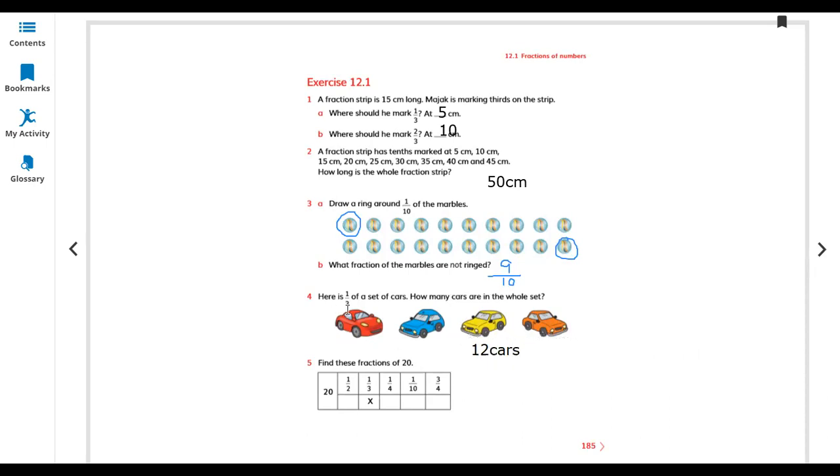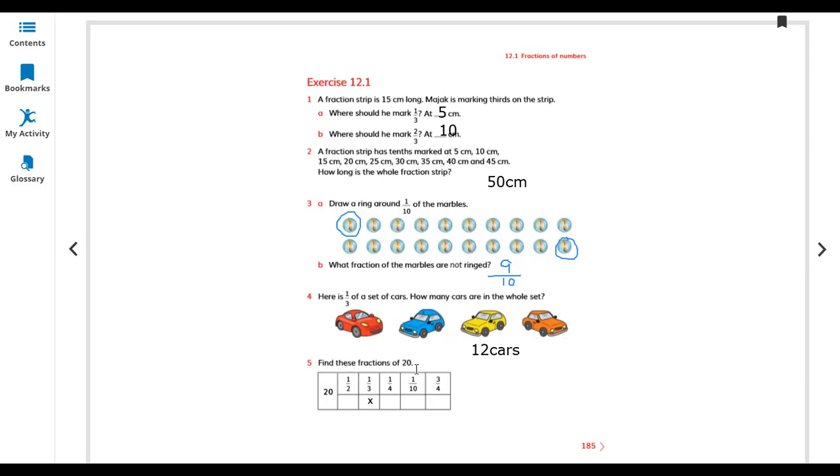Again, I'm repeating, here is 1 by 3 of a set of cars. So how many cars in total? So there are 4 cars, it's shown down. So 4 multiplied by 3. So like this you can find the total number of cars. So 4 3 times is 12. So there are 12 cars, which should be divided into 4 equal parts. In each set there are 3, 3, 3.